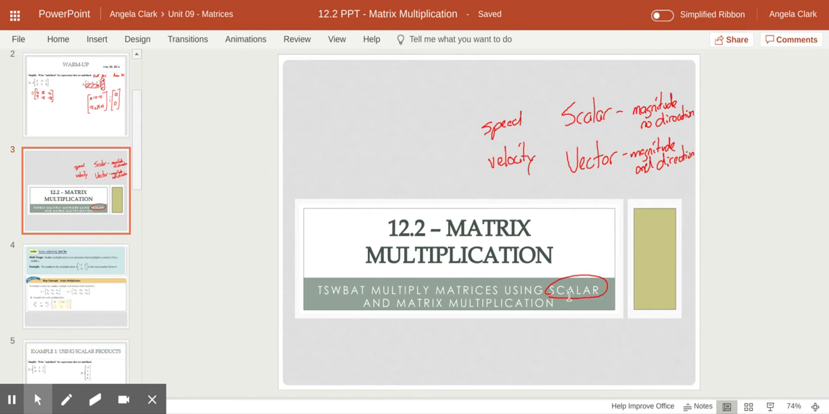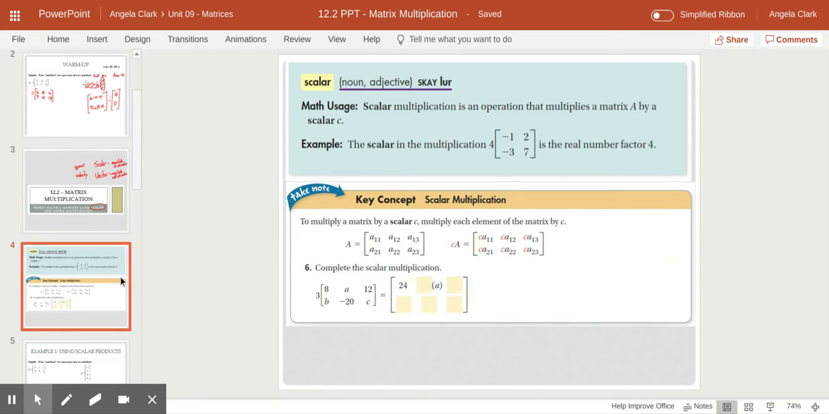So we're going to be doing scalar multiplication and we're going to be doing matrix multiplication, which is just multiplying two matrices together. So we're going to do multiplying by just a number, and then we're also going to do multiplying by a matrix.